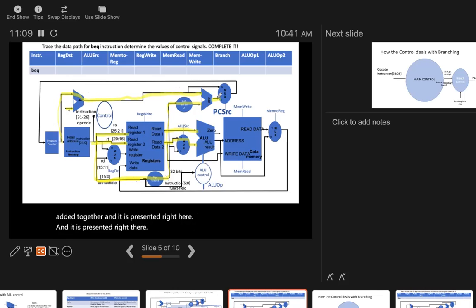Now, depending on whether RS and RT are equal or not, your PC source is either going to be 0 or 1. Specifically, if RS and RT are equal to each other, which means that branching should happen, in that case PC source is going to be equal to 1 to allow PC plus 4 plus sign extended label to pass through. If branching should not happen, PC source is going to be 0, in which case PC plus 4 will be coming out of that multiplexer, right? But nonetheless, this is the path. This is your data path for a branch on equal instruction.